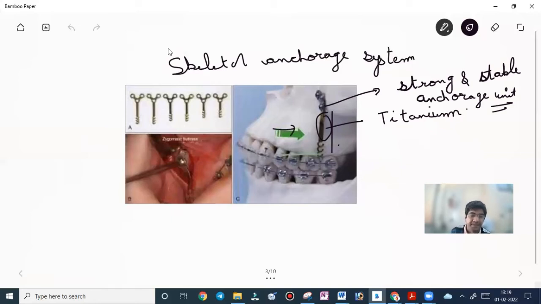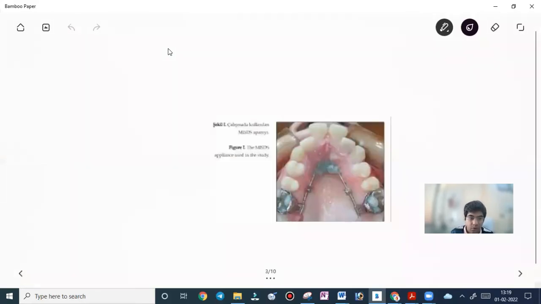The next appliance is the mini screw supported distalization system. It consists of two implants that are placed in the paramedian region of the palate. The distalization force is applied by palatally positioned open titanium coil springs that pass through the resistance of the maxillary molars. Squeezing these coil springs and screwing the anterior position stop screws activates this appliance.